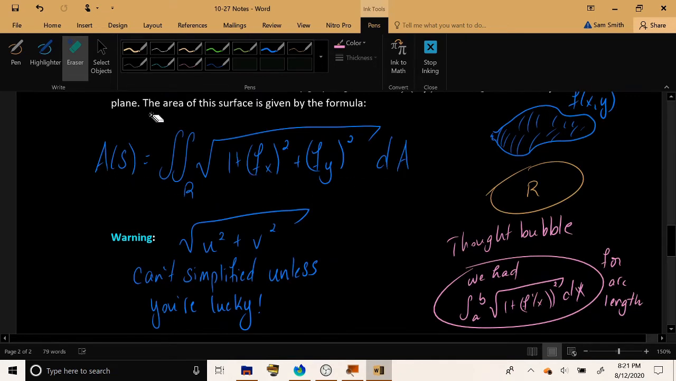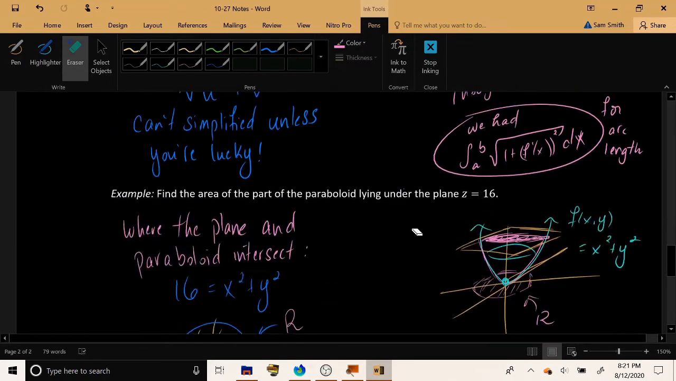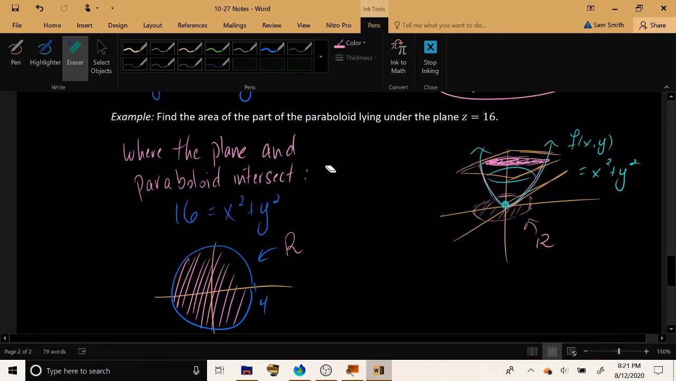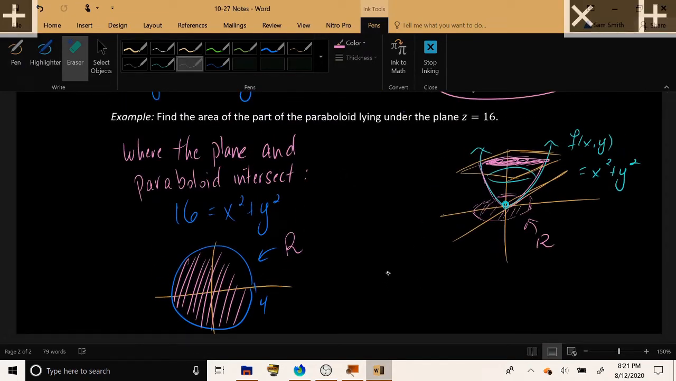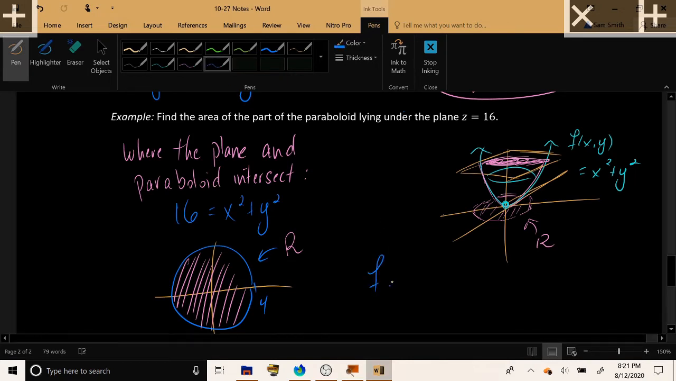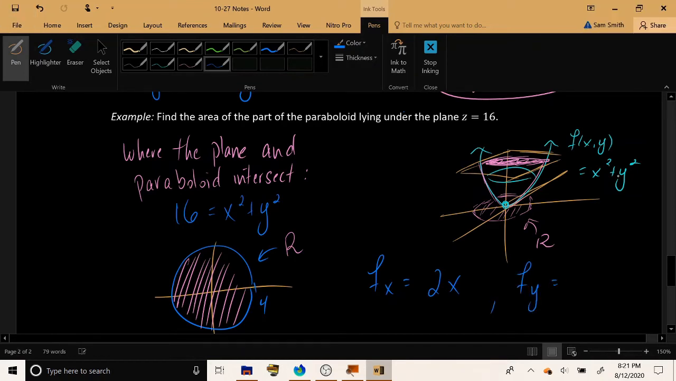For our particular surface area calculation, we still have to calculate f sub x, we still have to calculate f sub y, and then we still have to square them and add them to 1 and put them under the square root. So let's go ahead and calculate f sub x. Do you remember how? We take the partial derivative of x squared plus y squared, treating y as a constant, and fy is 0 plus 2y.